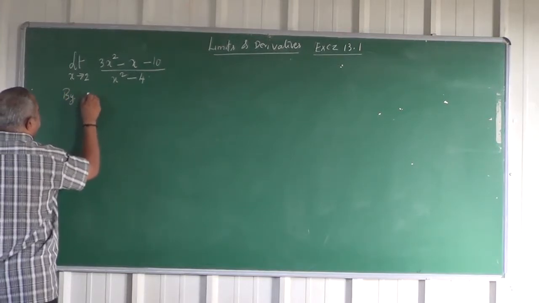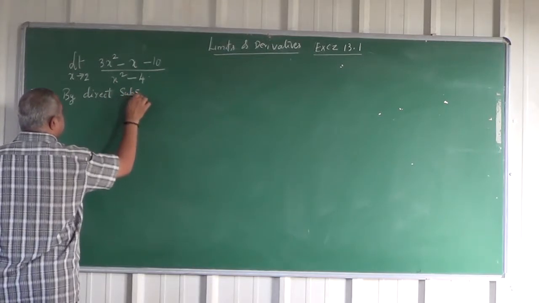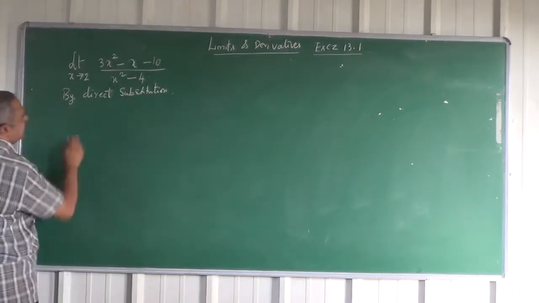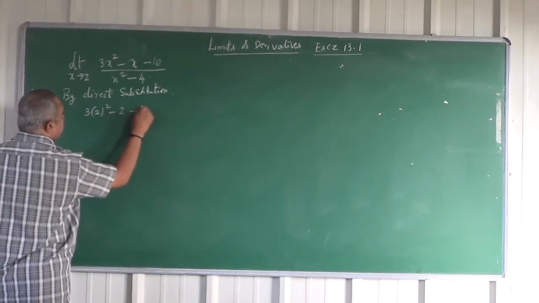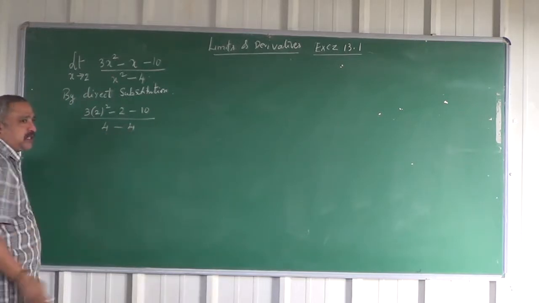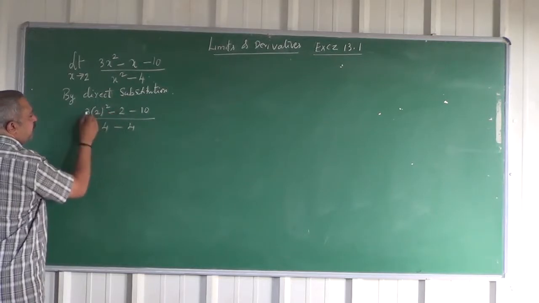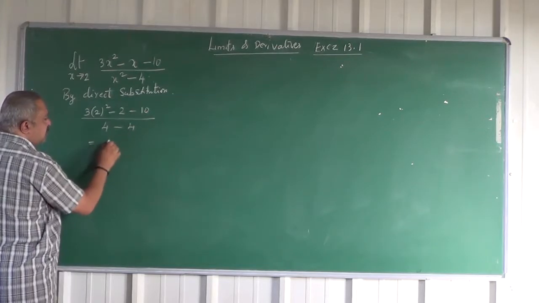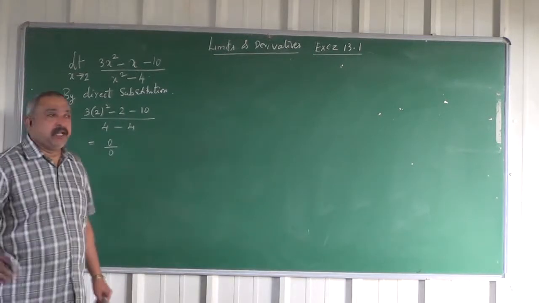By direct substitution, I put x equal to 2: 3 into 2 squared minus 2 minus 10 divided by 4 minus 4. So the denominator is already 0. And even if you check the numerator, 2 squared is 4, into 3 is 12, minus 2 is 10, 10 minus 10 is 0. So direct substitution gives 0 by 0 form.